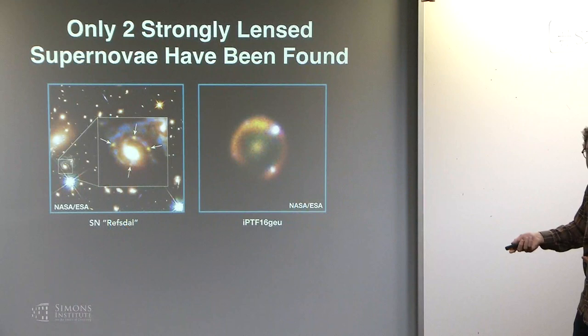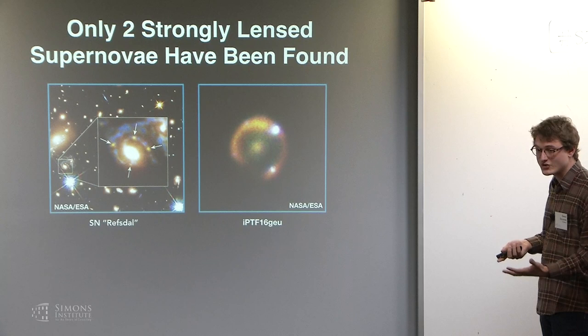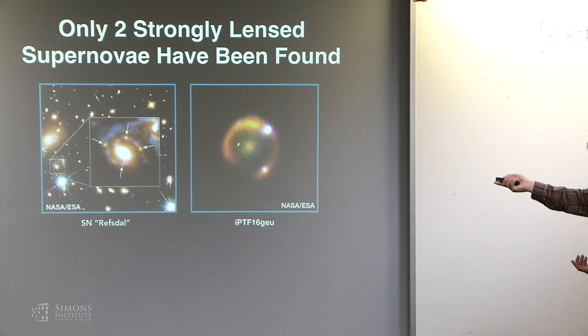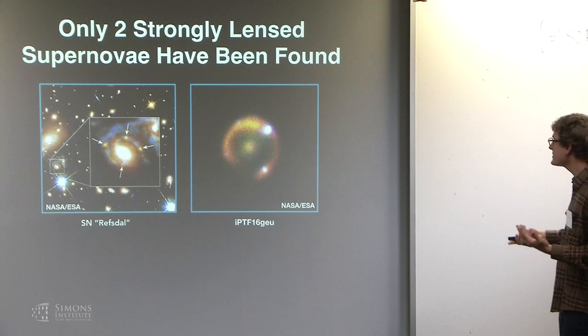And then just last year, iPTF actually found the second strongly lensed supernova. This beautiful object is iPTF16geu. You can see the four images of the supernova here. And then it's being lensed by this kind of blobby galaxy here, with the host galaxy around like a ring. And this was the first strongly lensed Type Ia that was ever found.